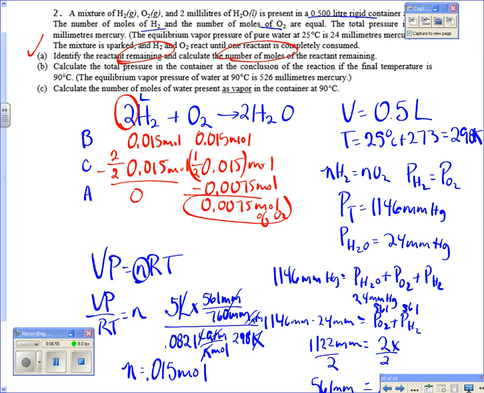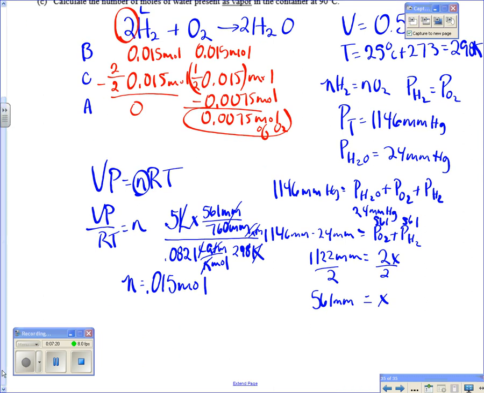So then I look and it says calculate the total pressure in the container at the conclusion of the reaction. So I need to decide, well, what is in my container at the conclusion of the reaction? Well, there's still water vapor, and now there's moles of oxygen. But it tells me also at the conclusion of the reaction it's 90 degrees because they sparked it to make all this go.